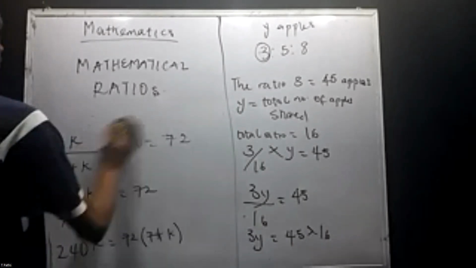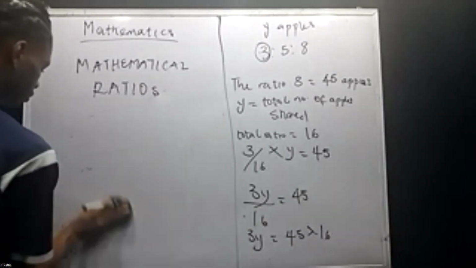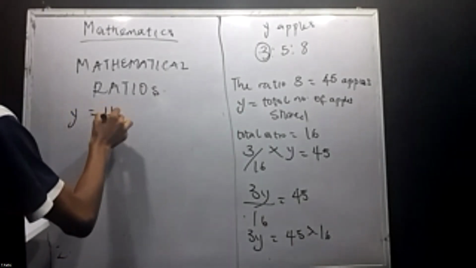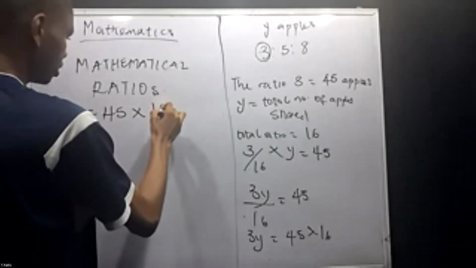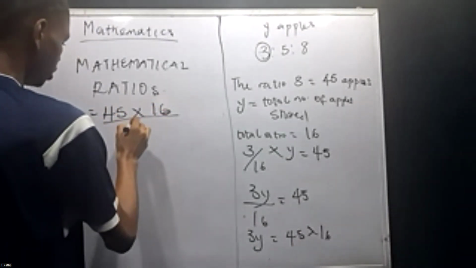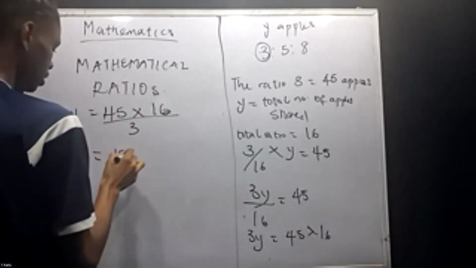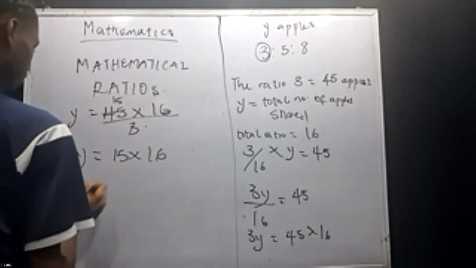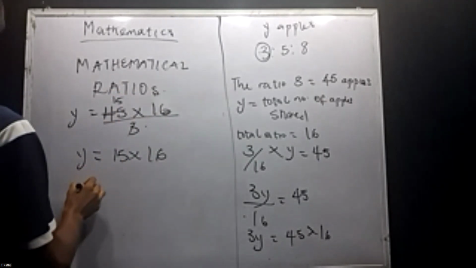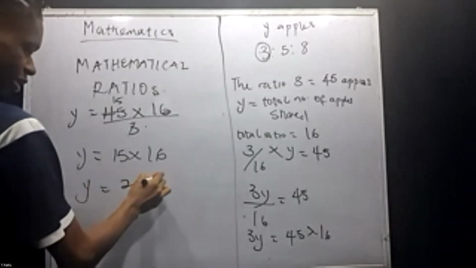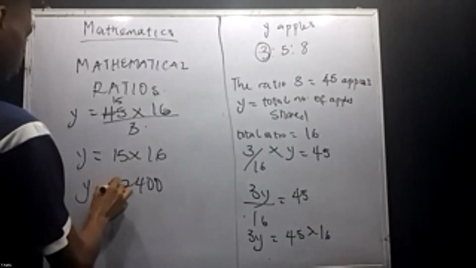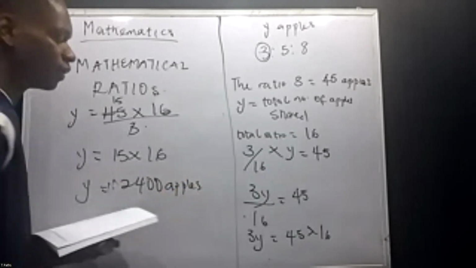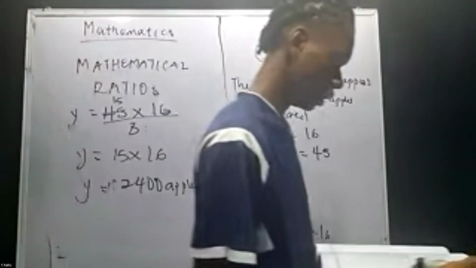So I'll say Y is equal to 45 times 16 divided by 3. So here I'll have Y equals 15 times 16, because this can divide this. You can multiply 15 by 16 to get your answer. So Y equals 2,400, I guess. Yes. So, not naira now, 2,400 apples. So the total number of apples shared by the friends is 2,400.